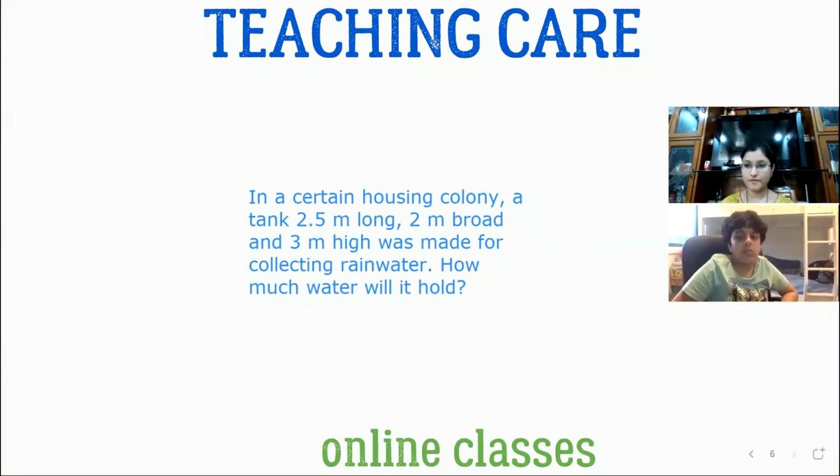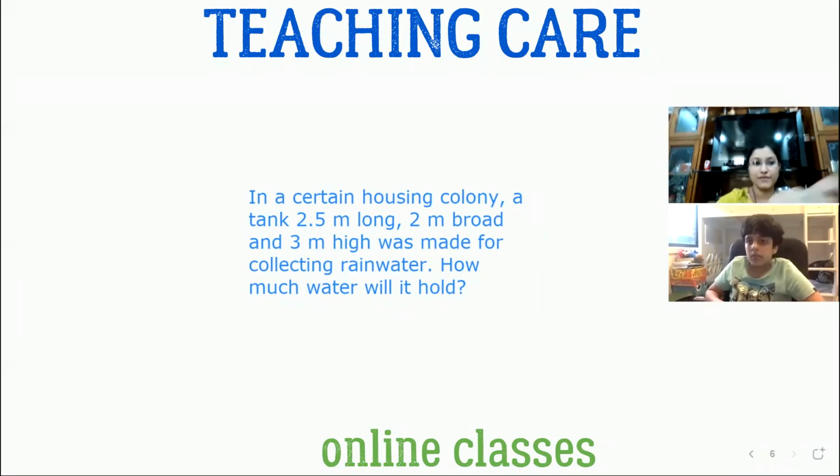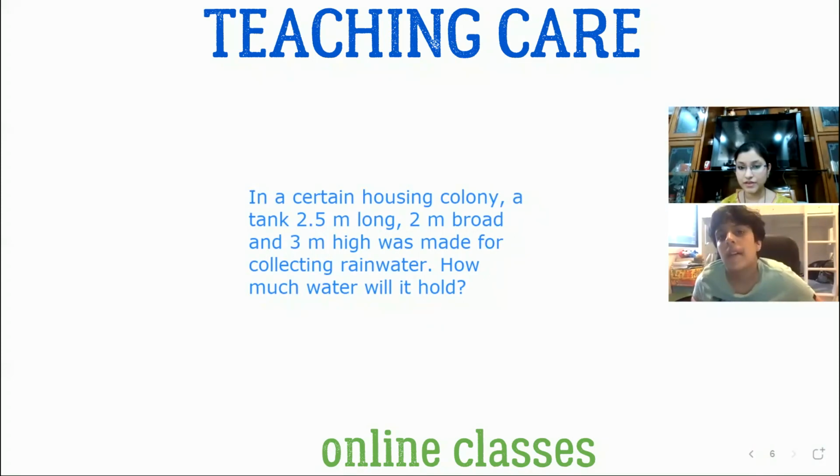So, in certain houses of Coney, a tank. What does this all mean? What is it basically telling me to do? They are saying that there is a tank. So the tank will be in the form of a cuboid. The length, breadth, and height of the tank are given. How much water will it hold means what is the volume of that tank?